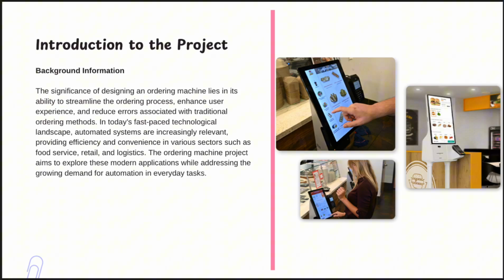Nowadays we are in a fast-paced technological landscape. Automated systems are increasingly relevant, providing efficiency and convenience in various sectors such as food service, retail, and logistics. This ordering machine project aims to explore this modern application while addressing the growing demand for automation in everyday tasks.